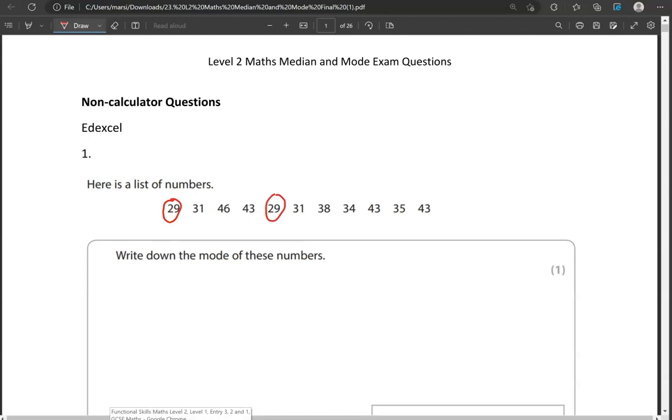So, two of them. We've got 31 and 31. So, two of them again. 46, there is just one. 43, got one here, and one here, so it's three of them, more than the rest. And 38, there is just one. 34 and 35, we've got just one of each. So the number that occurs mostly is 43 because it occurs 3 times.